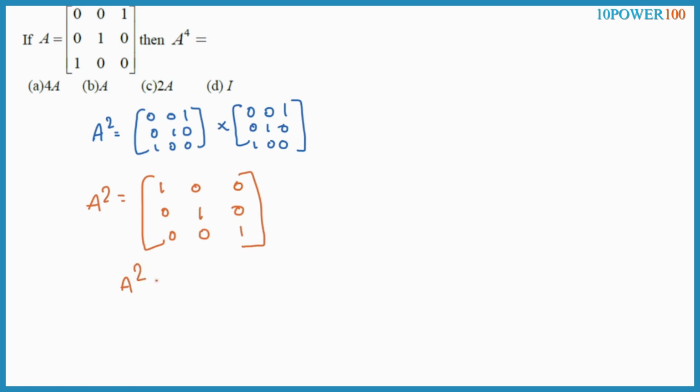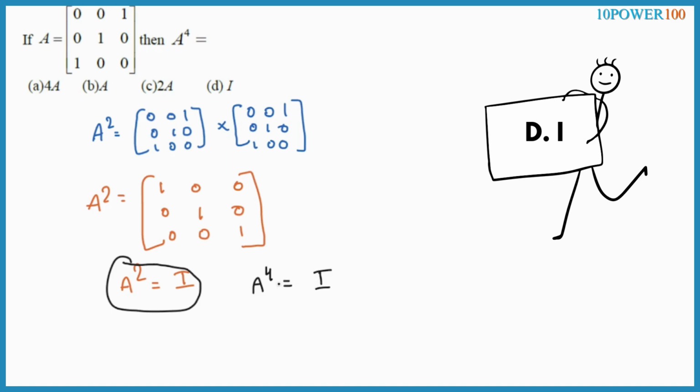A square is what? If you look carefully, this is the identity matrix, right? So A square is equal to the identity matrix, we got it. So now even if you find A power 3, A power 4, we end up getting the identity matrix only. That is the specialty of the identity matrix. So what can we conclude here? A power 4 is equal to I.